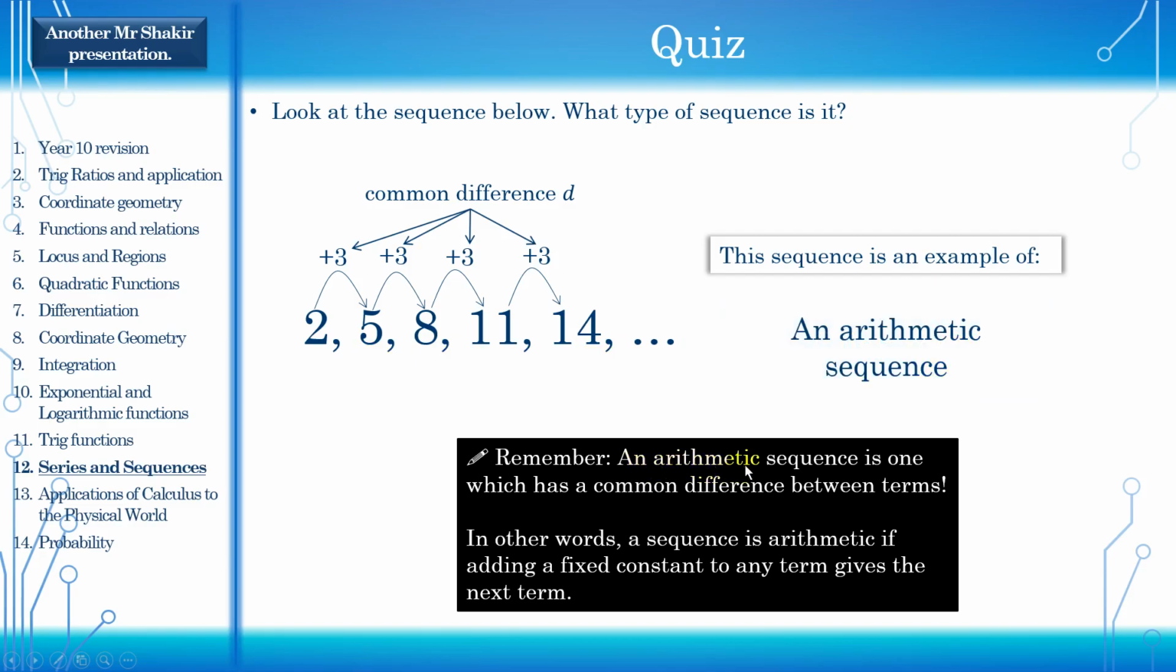Remember, an arithmetic sequence is one which has a common difference between terms. In other words, a sequence is arithmetic if adding a fixed constant to any term gives the next term. If I take 8 and add 3, that'll give us the next term. I think I've said this enough. Hopefully you get the idea.